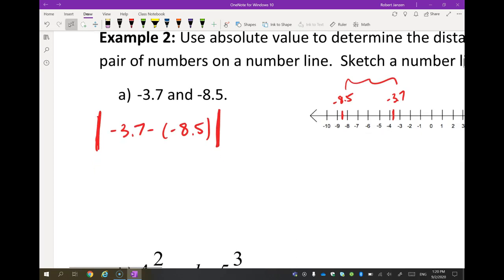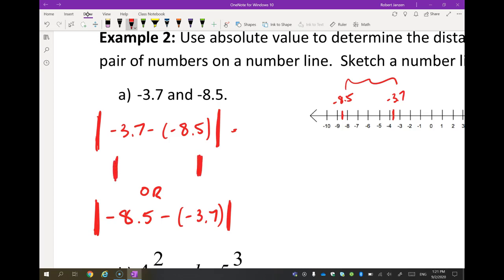Okay, now that's going to be one way. The other way to do it would be to take the absolute value and subtract them in the opposite order. And I'm going to show you how those are going to give you the same values. Okay, so let's try the first one. So I'm going to leave the absolute value symbols here. What is negative 3.7 plus 8.5? All right, that's going to be 4.8. Okay, and what is the absolute value of 4.8? It's 4.8.